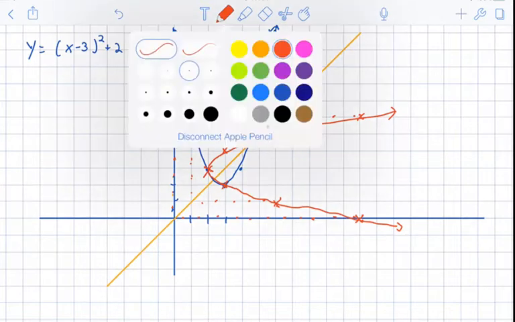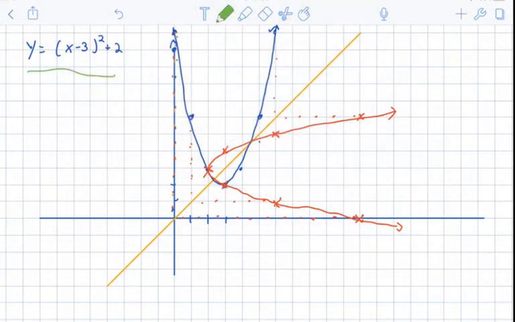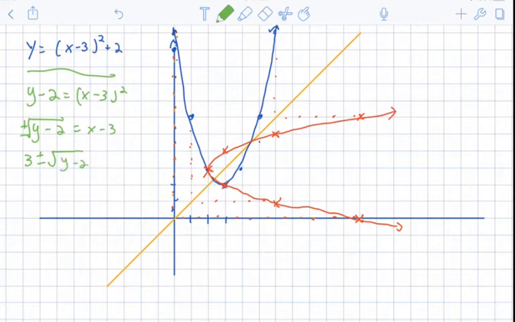Let's see what I get when I try to invert this function. We've already had enough experience doing this. You just go minus 2 on both sides. I take the square root of both sides. I move that 3 over. And then I switch the x and the y. I probably should have done this first.